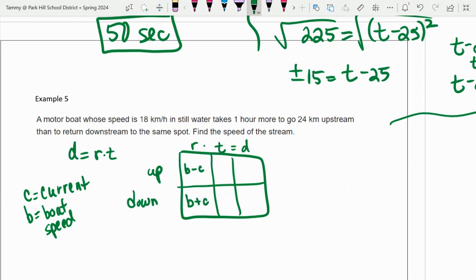And it takes 1 hour more. So what's my distance? Well, it's the same, so we're going to leave that alone for a second. It takes 1 hour more to go 24 kilometers. Well, here's our distance, 24, and 1 hour more to go upstream. So if my time going downstream is x, my time going upstream is x plus 1.